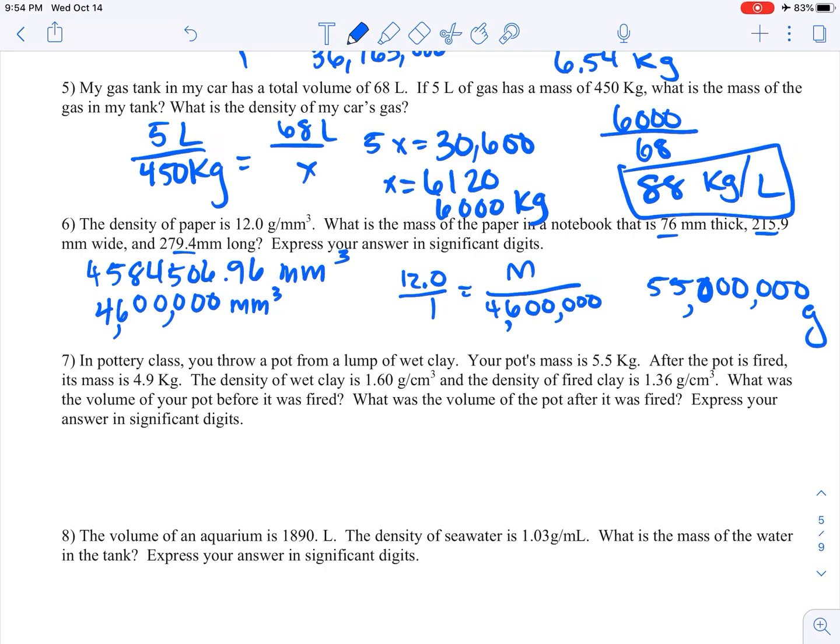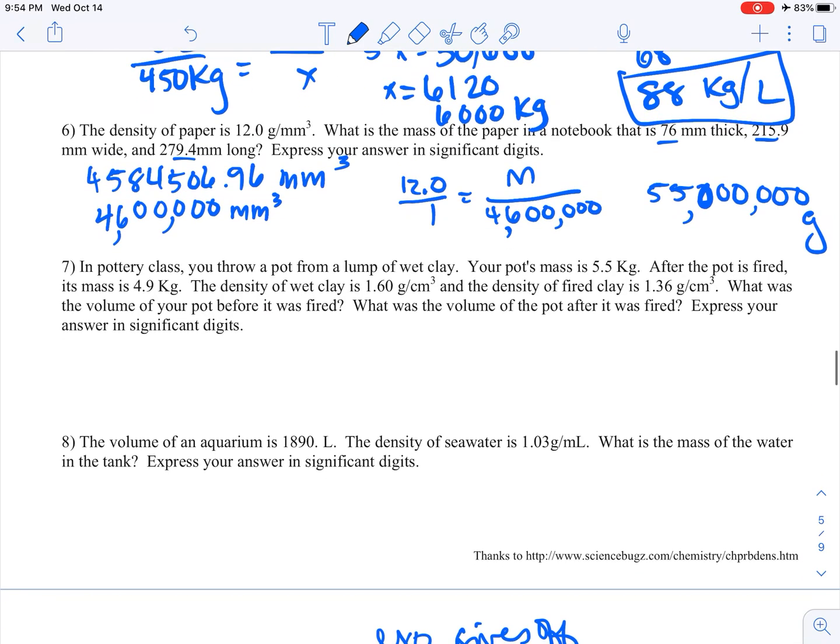Yikes. Okay. In pottery class, you throw a pot from a lump of wet clay. Your pot's mass is 5.5 kilograms. After the pot is fired, its mass is 4.9. The density of wet clay is given. What is the volume of your pot before it's fired and then after? Of course, sig figs. So density, no, we want volume.